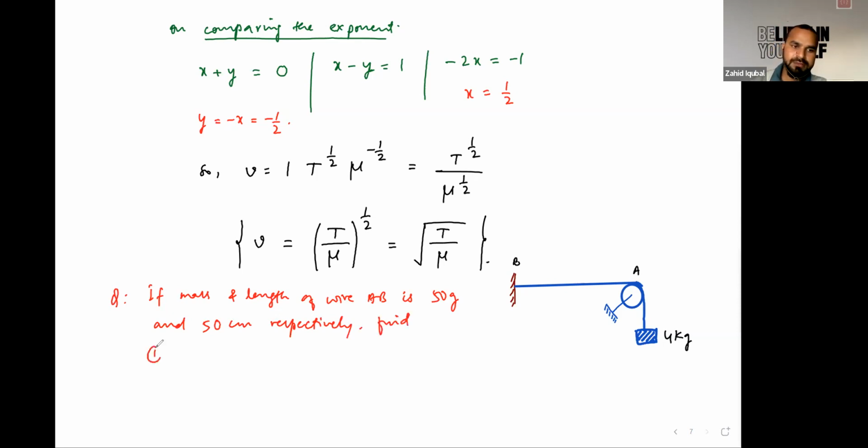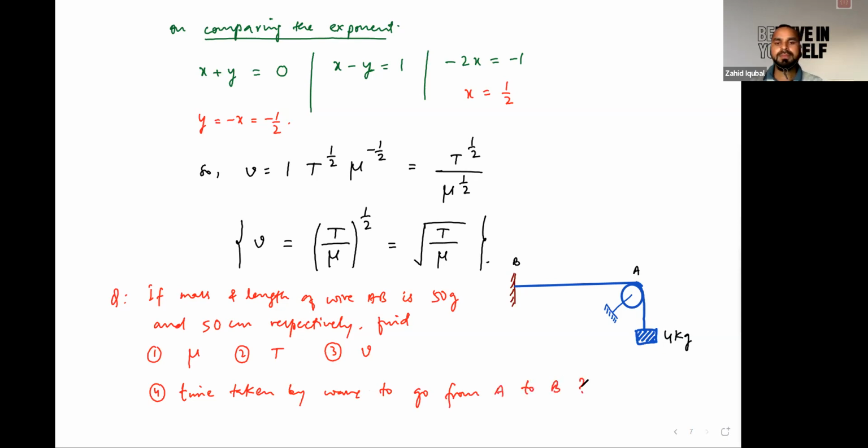Find first, the linear mass density; second, the tension produced in the wire; third, the velocity of the transverse wave created on it; and fourth, the time taken by the wave to go from A to B. Just write it down and try to solve.